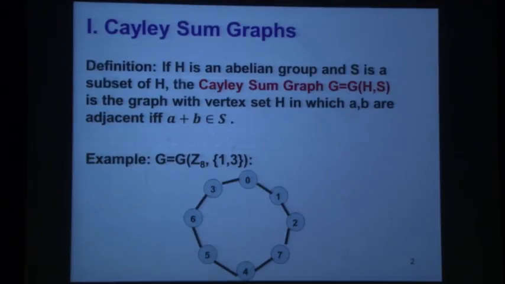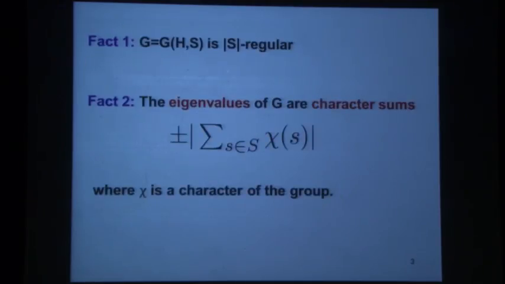So you take the cyclic group with 8 elements, Z8, and the set of generators here is 1 and 3. And you see that 2 are joined here if and only if their sum is either 1 or 3. So 7 is joined to 4 because the sum is 11, which is 3 modulo 8. Okay, so this is an example of a Cayley sum graph, and I'll use 2 simple facts about them.